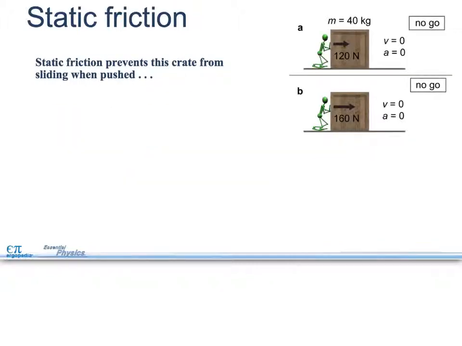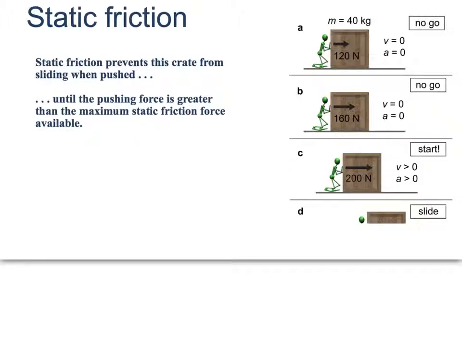Static friction prevents this crate from sliding when pushed. He's pushing with 120 newtons. The mass is 40, but he's not going anywhere because 40 times gravity, which let's say is 10, is 400 newtons, and that's too much. He's not pushing with enough. Not until the pushing force is greater than the maximum static friction force could you actually push it.